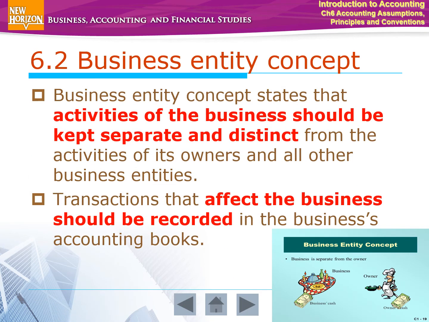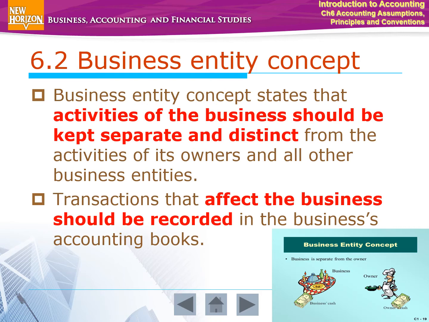The business entity concept states that the activities of the business should be kept separate and distinct from the activities of its owners and all other business entities. Look at the picture: the business and the owner are different and separate from each other, which means although the business is formed by the owner, the accounts of the owner and the accounts of the business are separate and should be prepared separately. As well, on the second point, transactions that affect the business should be recorded in the business's accounting books.